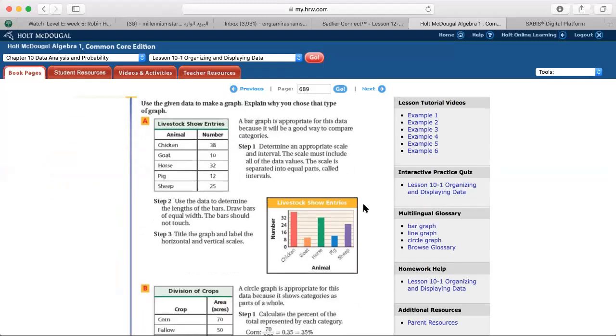You will be given a table. This table contains data, and they want you to choose by yourself. You're going to choose whether to represent this data by bar graph or by line graph or by circle graph. Okay, girls, you're going to choose by yourself.